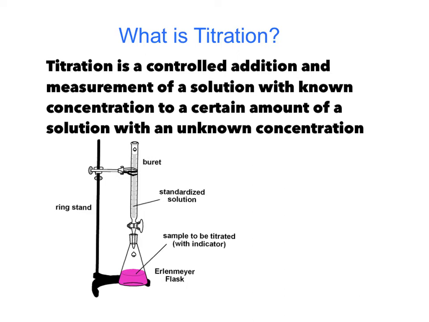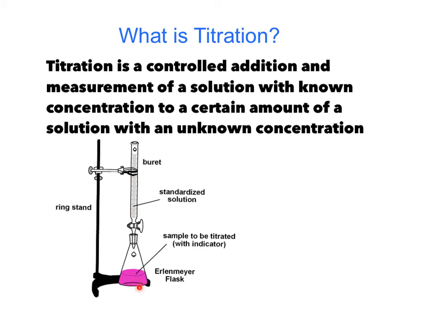It's a controlled addition of a measurement of a solution with known concentration to a certain amount of solution with an unknown concentration. If you look at this picture, this is a setup for titration. This is a glass tube right here, almost like a big straw with a little stopcock on the bottom that you release, and this is graduated so that you can measure the volume. You put a standardized solution in there. Standardized solution means that you know the concentration of whatever it is. It could be an acid or a base that you put in there. And then you figure out the volume that you have to deliver in order to neutralize this.